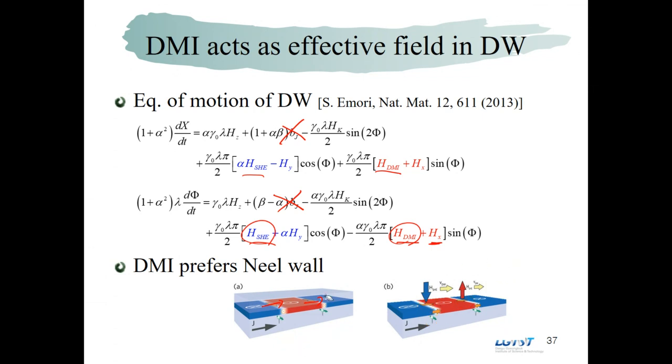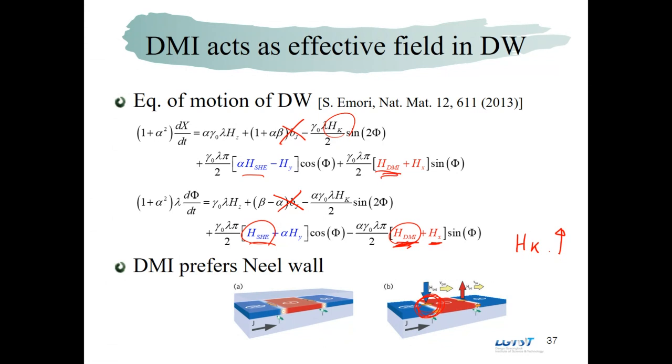And also, the work breakdown is determined by HK. The domain anisotropy means the energy difference between the Bloch wall and the Néel wall. But because the DMI prefers making the energy difference toward the Néel wall, they always prefer the Néel wall. So the domain anisotropy can be increased effectively. This term can be effectively increased by the DMI.